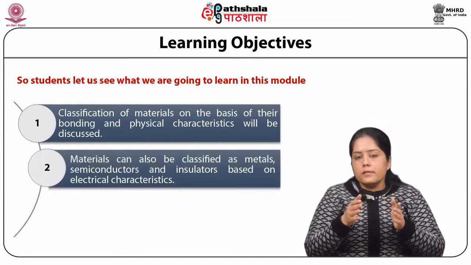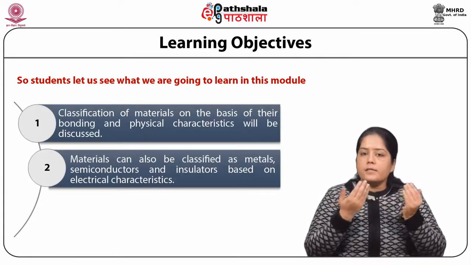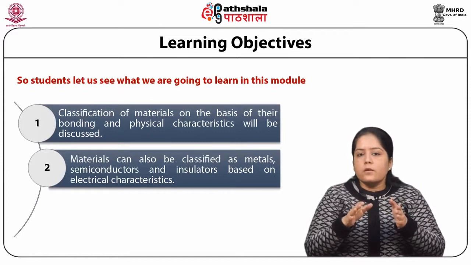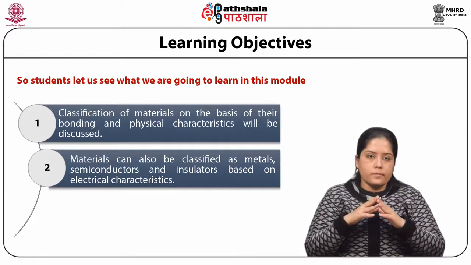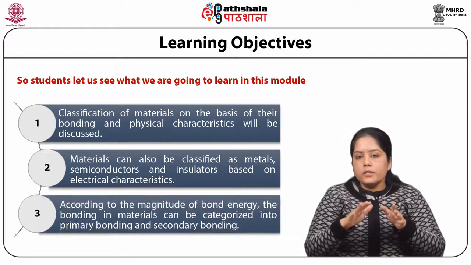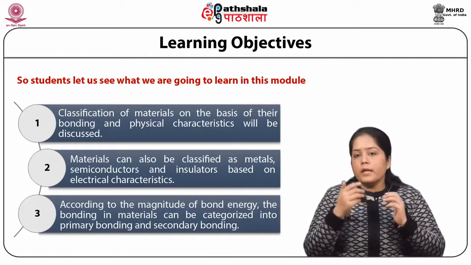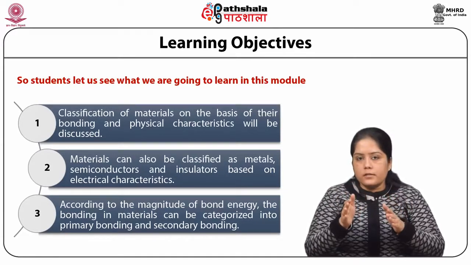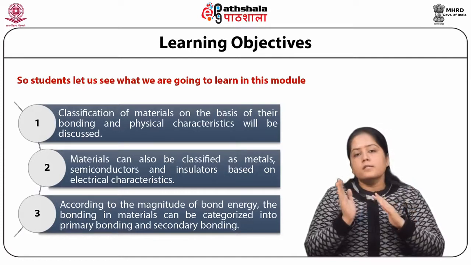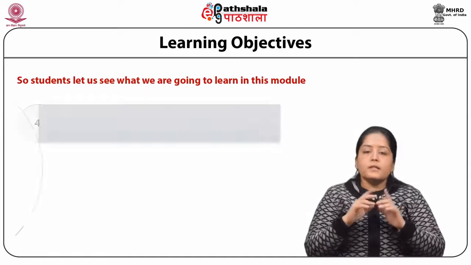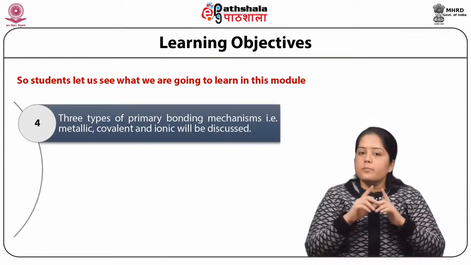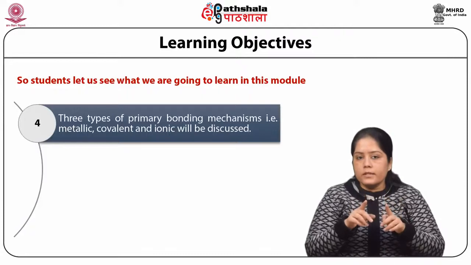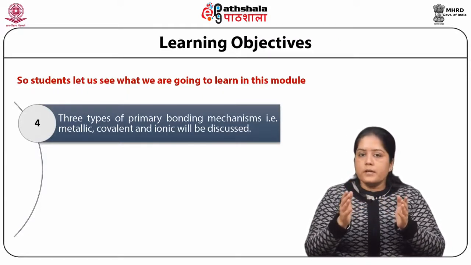Second, materials can also be classified as metals, semiconductors, and insulators based on their electrical characteristics. Third, according to the magnitude of their bond energy, the bonding in the materials can be categorized into primary bonding and secondary bonding. Fourth, the three types of primary bonding mechanisms, that is metallic, covalent, and ionic, will be discussed in this module.